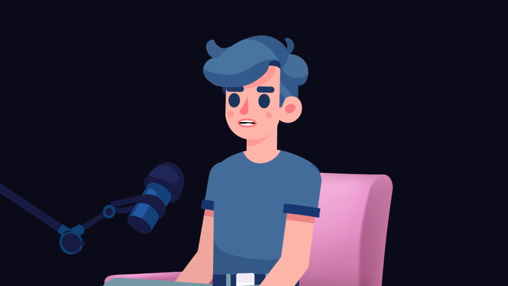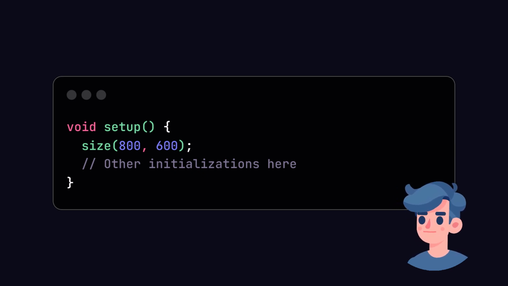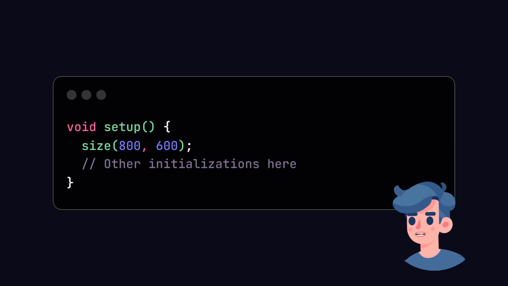Head over to processing.org and download the latest version for your operating system. Once you've installed it, open the Processing IDE. Let's start by setting up the basic structure of our game. First, we need to define the size of our window. In Processing, you do this in the setup function. This is where we initialize our game variables as well.